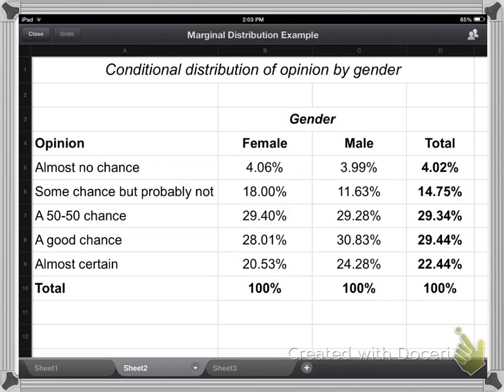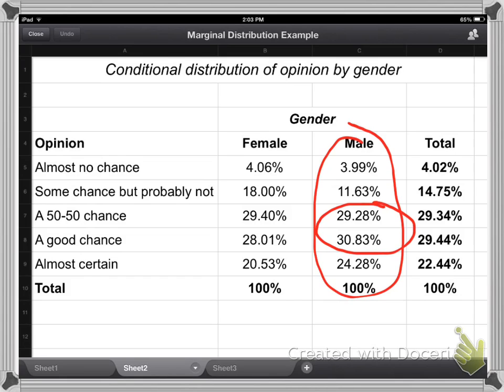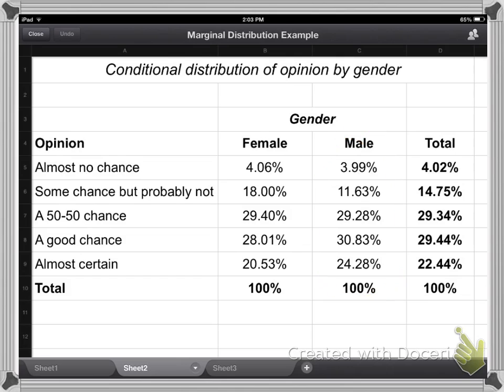Same thing with the males. You can take a look at how their responses are distributed. Much like the females, there's a good chunk of them who either said they thought they had a 50-50 chance or a good chance of becoming rich. Quite a lot of them also thought that they were almost certain to become rich, and very few of them said that they had almost no chance. So within each of the individual genders, you can make some observations about how the data is distributed.